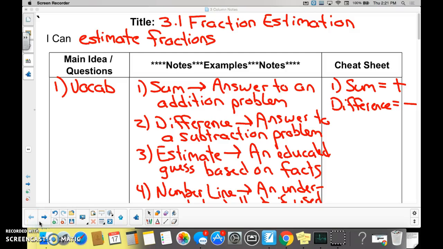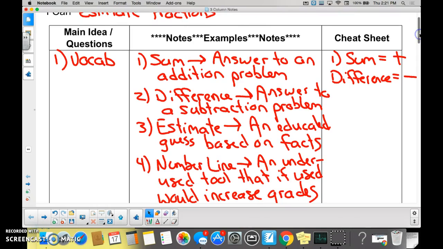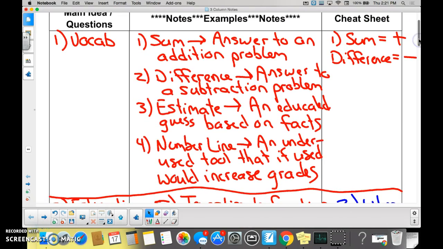3.1 fractions estimation. I can estimate fractions. Zach, can you estimate fractions? Yes. Good. You guys know the definition of a sum and a difference? You guys know an estimate is an educated guess. And you guys know a number line is a really useful tool that you don't use enough, right?